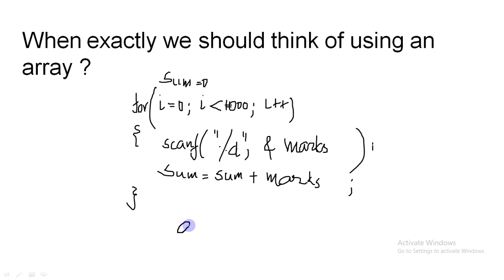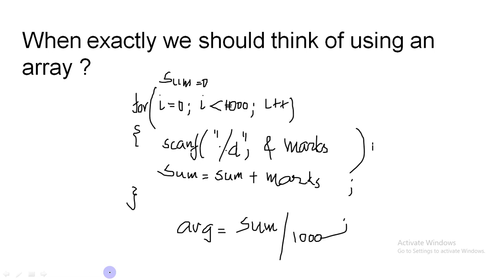So the average, or university average marks, equals sum divided by 1000. Sum divided by 1000. It is pretty easy if we do only this kind of task. Of course, arrays are not at all needed. A simple for loop will do.